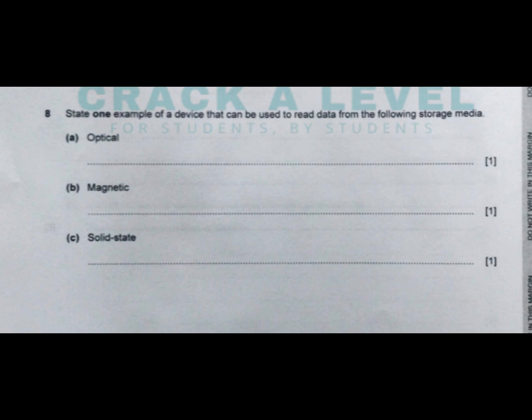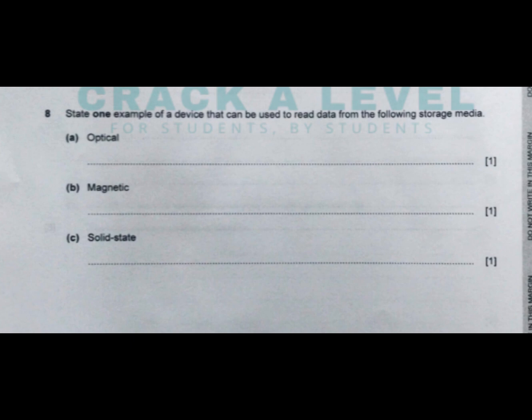Devices that read data from magnetic storage media include hard disk drives, which access data from spinning magnetic platters, floppy disk drives, which read data from older magnetic floppy disks, magnetic tape drives, commonly used for data backup and archival, and magnetic stripe readers, which retrieve information from the magnetic stripe on cards like credit or debit cards.